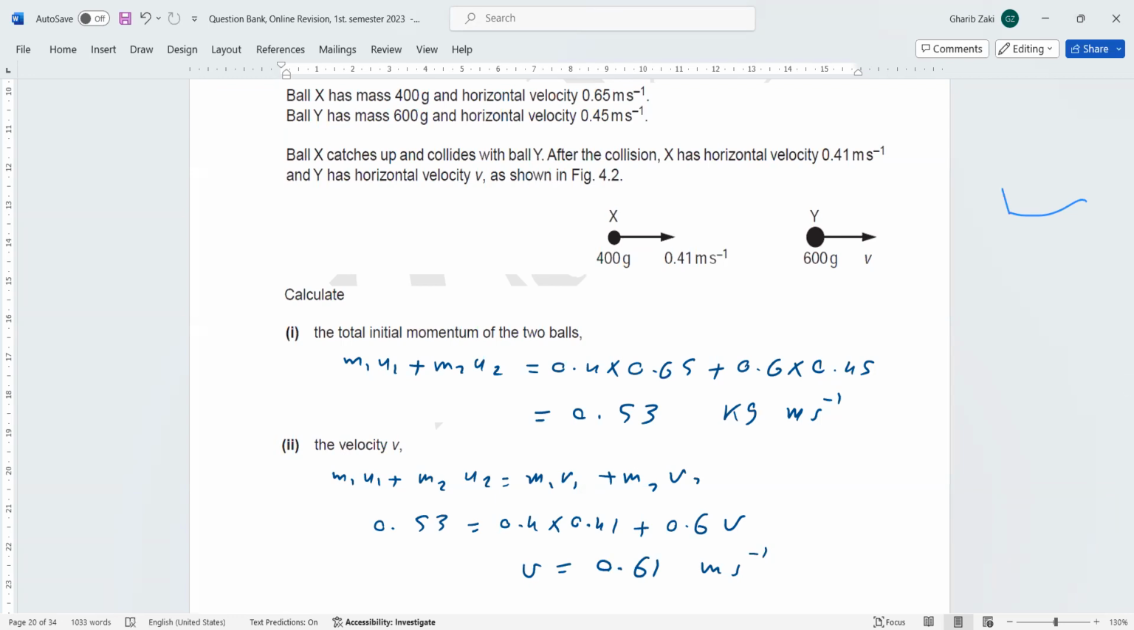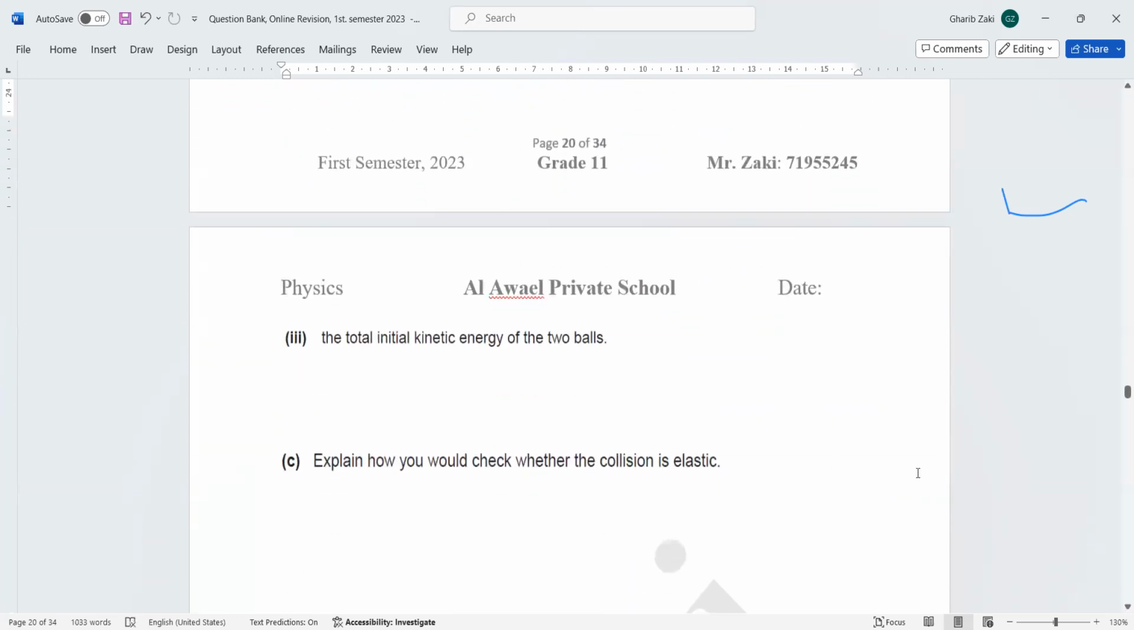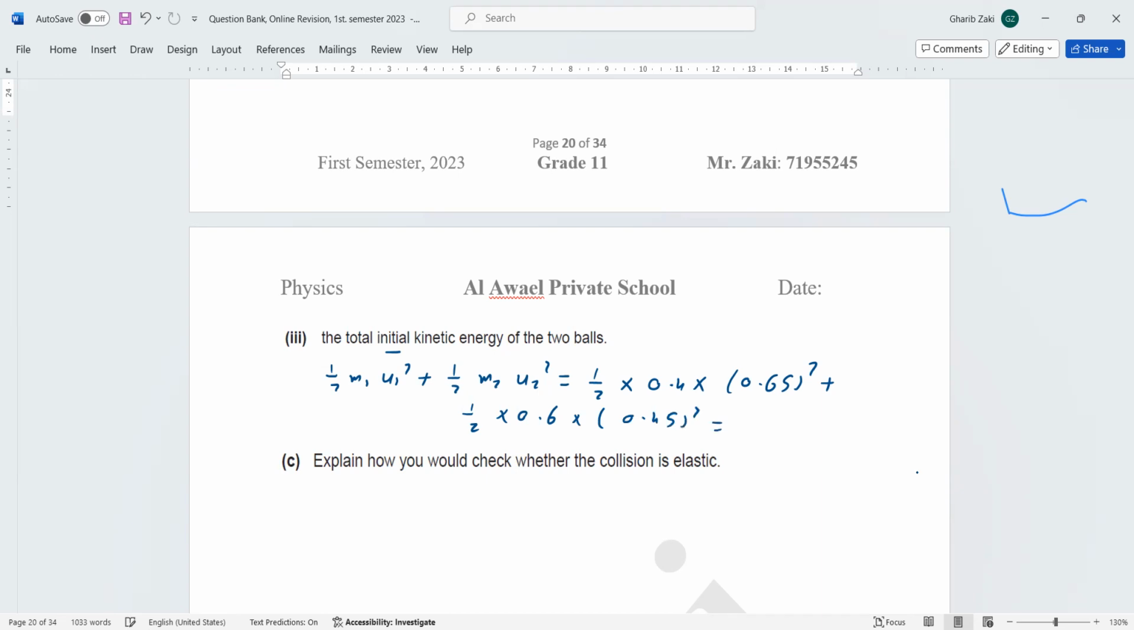Next question. He said the total initial kinetic energy. Initial, it's okay. So it's a half M1 U1 squared plus half M2 U2 squared equals half multiply 0.4 multiply 0.65 squared plus half multiply 0.6 multiply 0.45 all squared equals 0.15 joule.